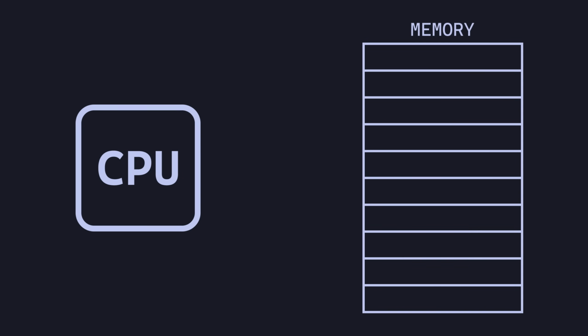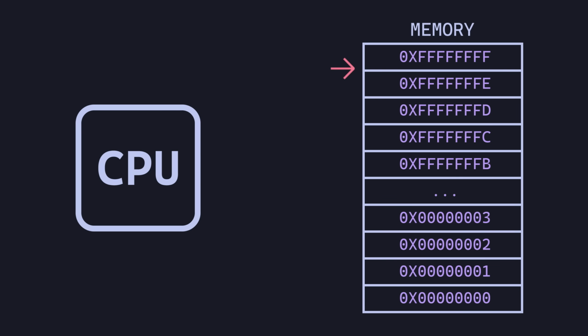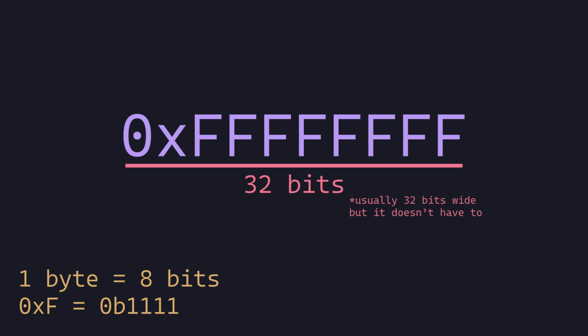The thing on the left is your computer's CPU. The thing on the right is your memory. Your memory is divided into bytes, and each byte has its own unique address. Your CPU uses these addresses to find all the information it needs to operate. In a 32-bit architecture, addresses are 32 bits wide.